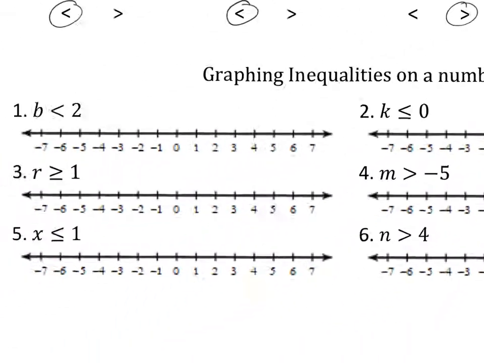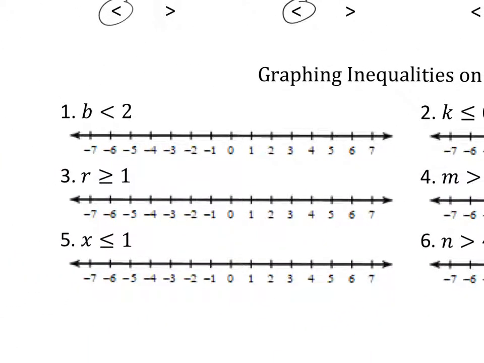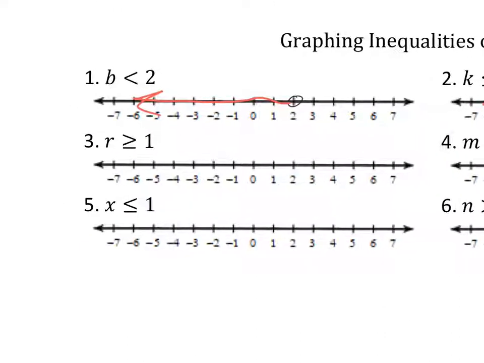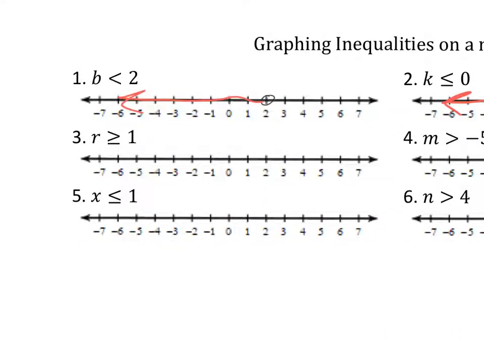Okay, so below, let's actually graph some. So I have less than 2. So it's going to be an open dot, and I'm going to shade to the left. So let me pick a different color real quick. We're going to the left. The next one, 0. So I'm going to have a closed dot because it's less than or equal to. And we're again going to go to the left. The next one, I'm going to have a closed dot at positive 1. And this time we are going to the right.